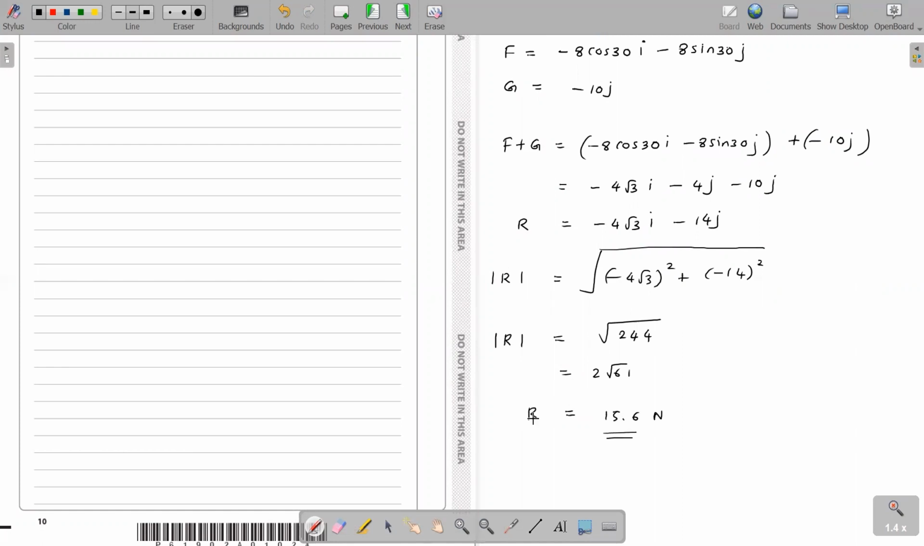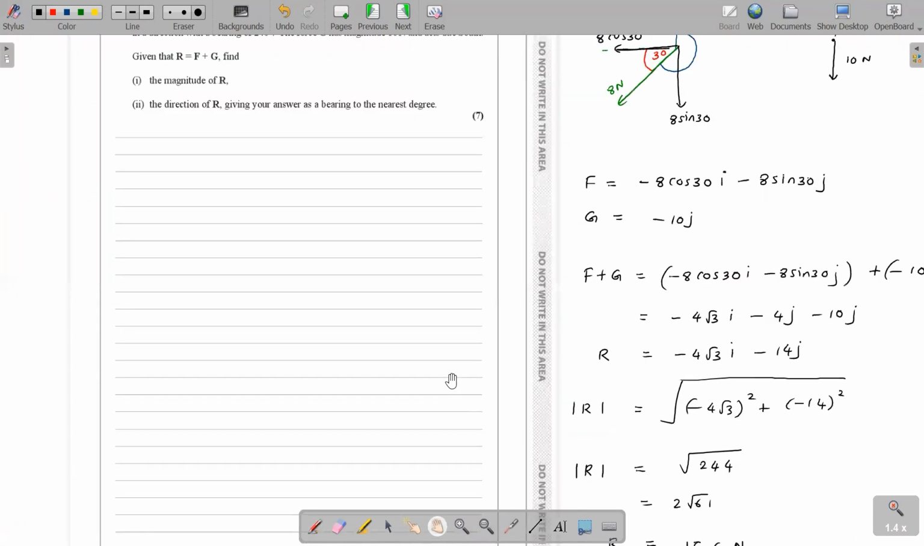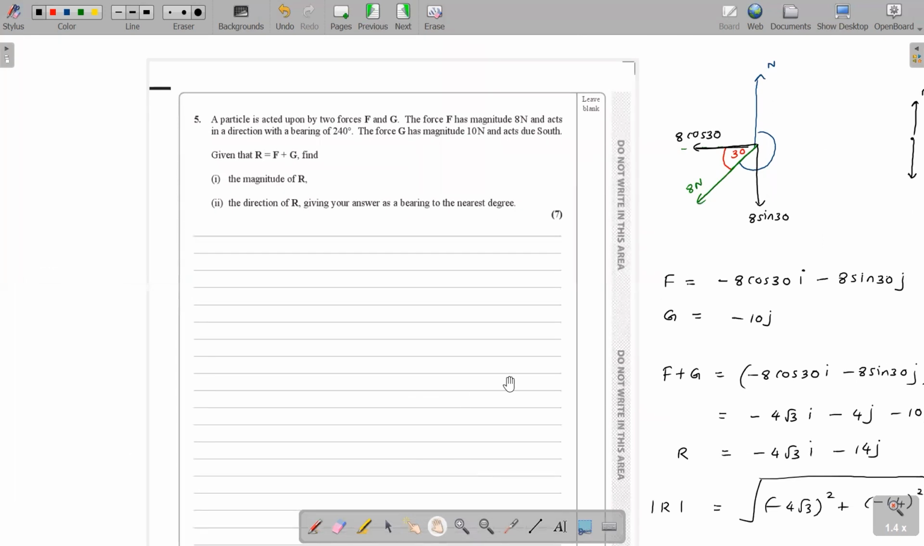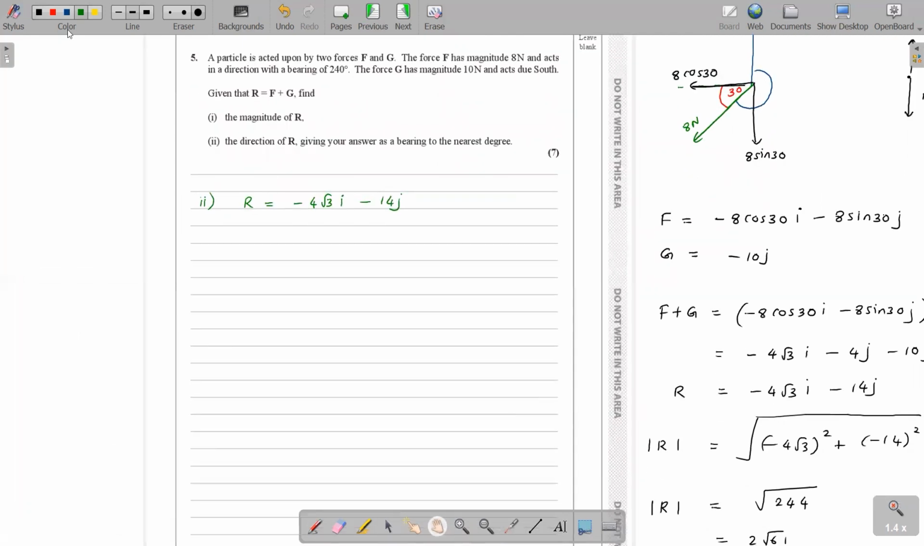Do you agree? Okay, then the next part, Roman number 2, the direction of r, giving your answer as a bearing to the nearest degree. So isn't it a lot easier to give the bearing of r now, because we know r is minus 4 root 3i minus 14j, which we found in the earlier part. So all you have to do is to mark it on a diagram. So you draw your x-axis, you draw your y-axis, and minus 4 root 3i minus 14j. Can you see? So it should be over here, right?